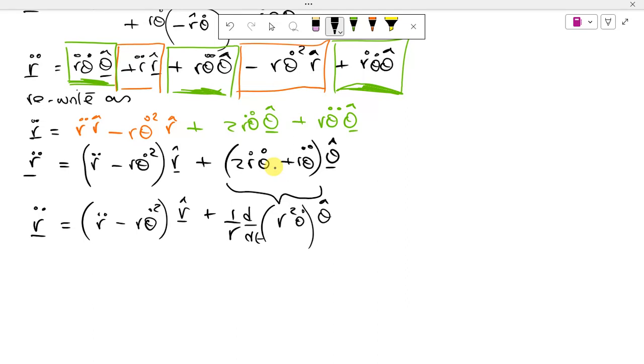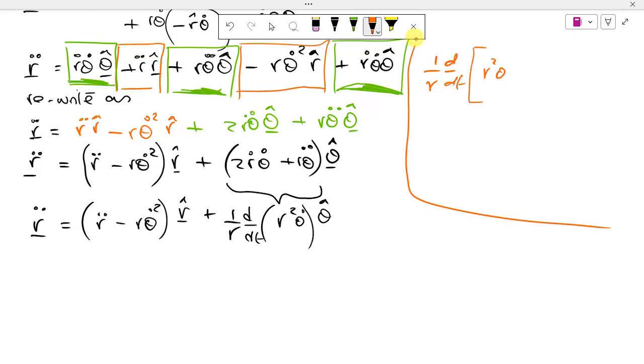Now I'll just convince you, if you need convincing, that all of this is equal to all of this. Right, so basically it's just a trick, but it's a legitimate trick, where if we've got 1 over r, let's just section this off. 1 over r d by dt of r squared theta dot, we'll put the theta hat in there because I'll probably forget about it if I don't. By the way, I should have really underlined that.